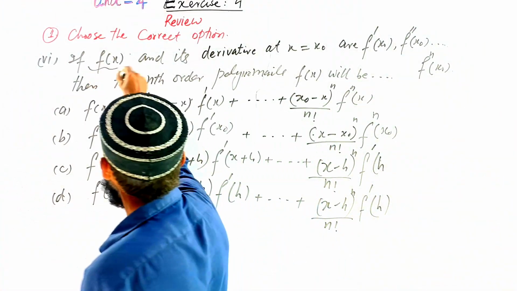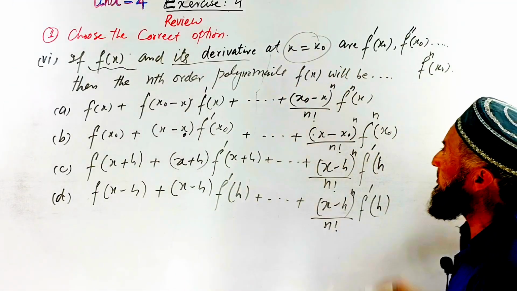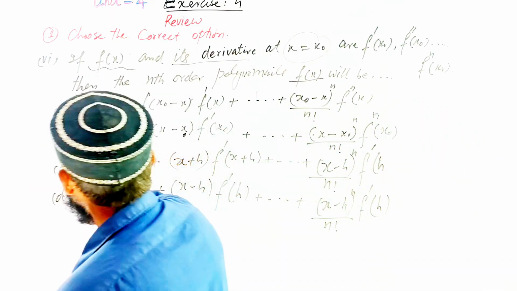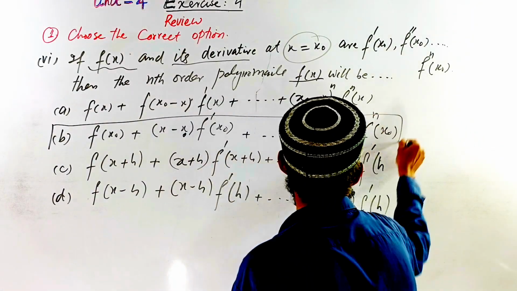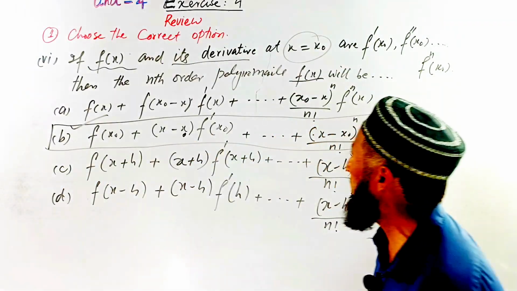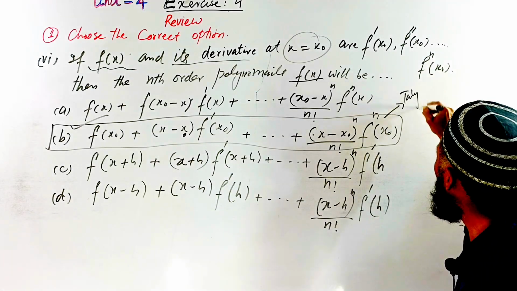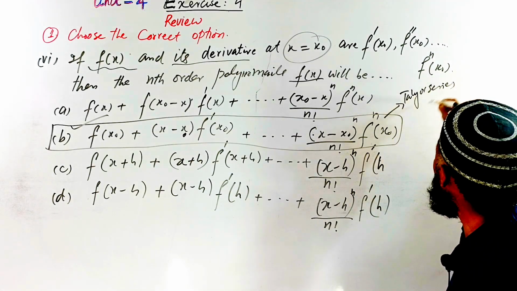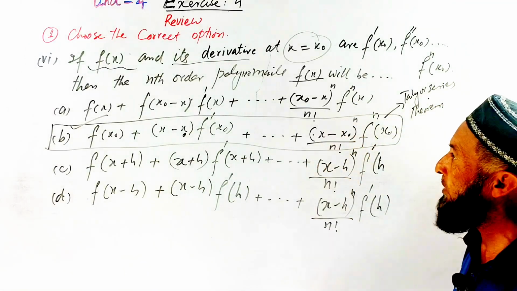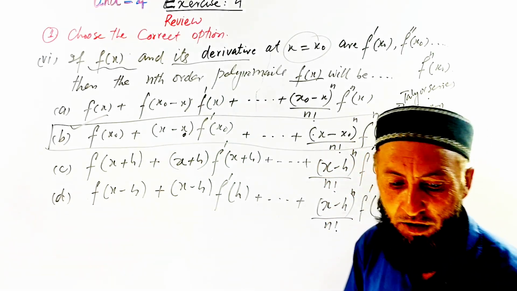F of x and its derivatives at x naught. If x is equal to x naught, then the polynomial f of x will be equal to this, and the correct option is B: f of x naught plus x minus x naught f dash. That is also called Taylor series or Taylor theorem. So this polynomial we are using in the Taylor series. Option B is the correct option.